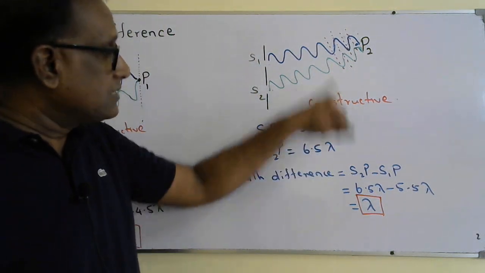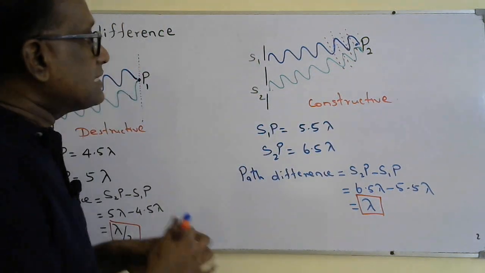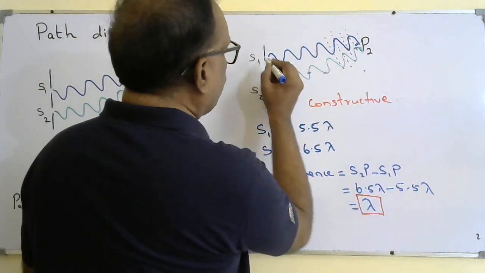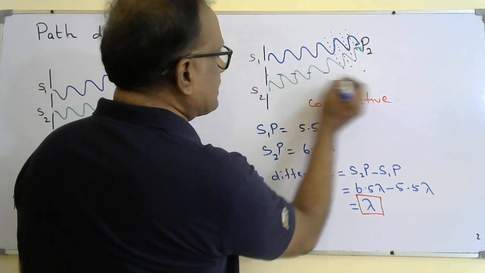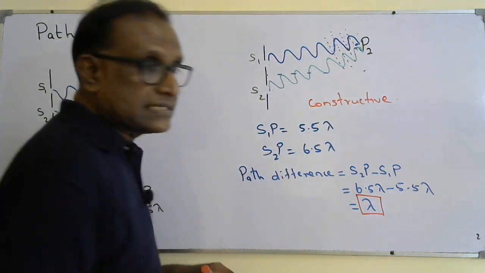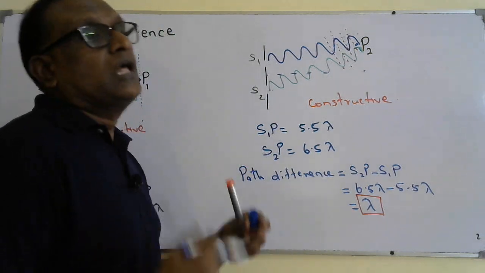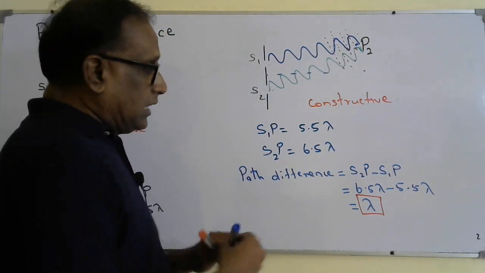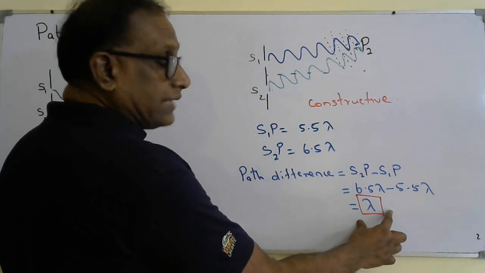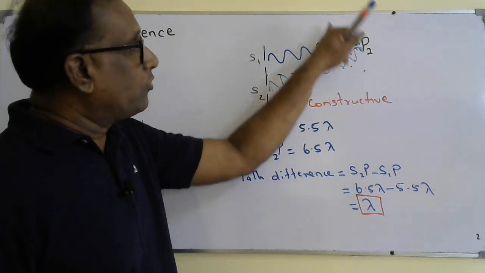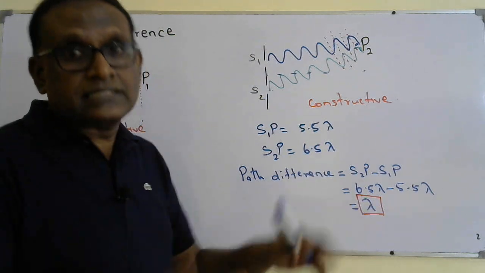Here, the path difference is lambda. If you consider exactly the midpoint, where both waves travel the same distance, the path difference will be equal to 0. There also constructive superposition will occur. When the path difference is lambda, there will be constructive superposition. Crest and crest will overlap, trough and trough overlap. You can draw and see that.